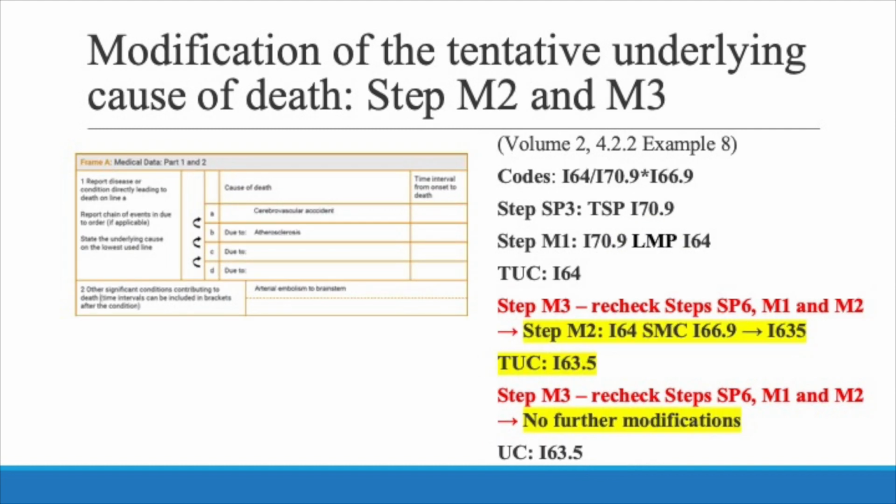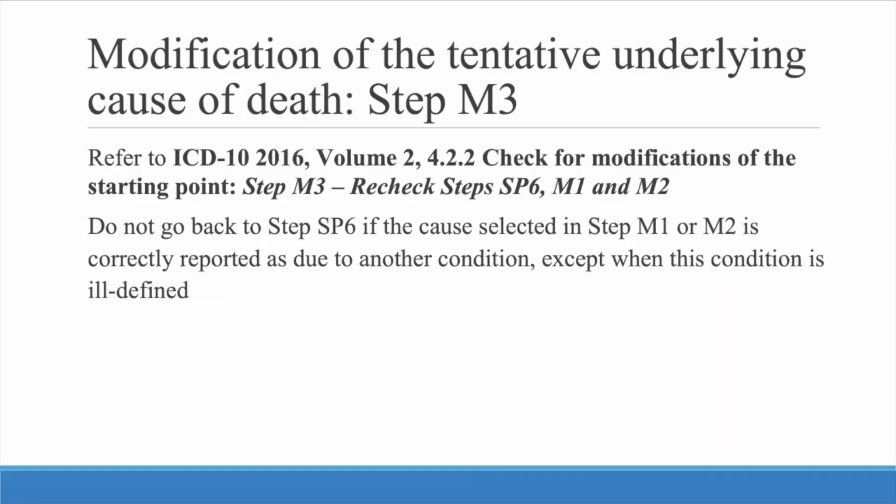Remember this slide from earlier in the presentation? It illustrated the coding and selection of underlying cause of death from example 8 in Volume 2. As part of the selection and modification process, each new tentative underlying cause of death was checked for further modifications. The information highlighted in yellow was on the original version of the slide. This checking for further linkages and modifications is step M3, rechecking steps SP6, M1, and M2. Remember, in this example, I63.5, cerebral infarction due to unspecified occlusion or stenosis of cerebral arteries, is selected as the underlying cause of death for statistical presentation because it provides a more precise description of the site or nature of the tentative underlying cause I64.